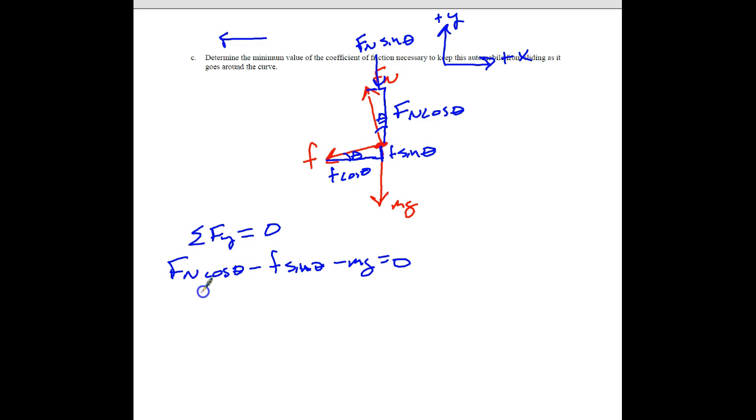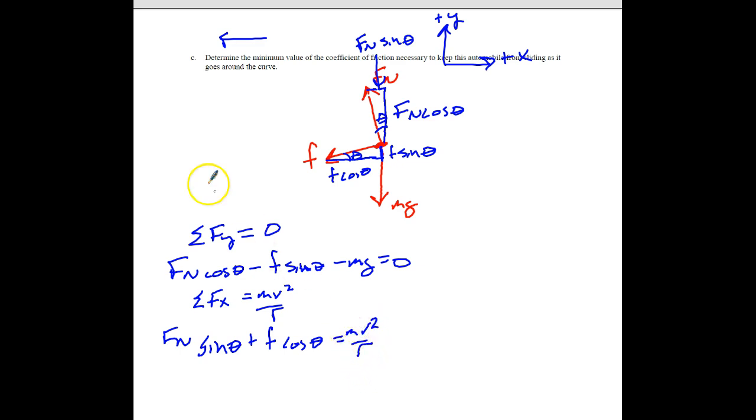All right, so now we need to do this in the x direction. So sum of the forces in the x direction should be equal to mv squared over r. And so let's do all those forces. The first one we've got here is the normal force times the sine of the angle. So normal force times the sine of the angle plus F times the cosine of the angle, and that should be equal to mv squared over r.